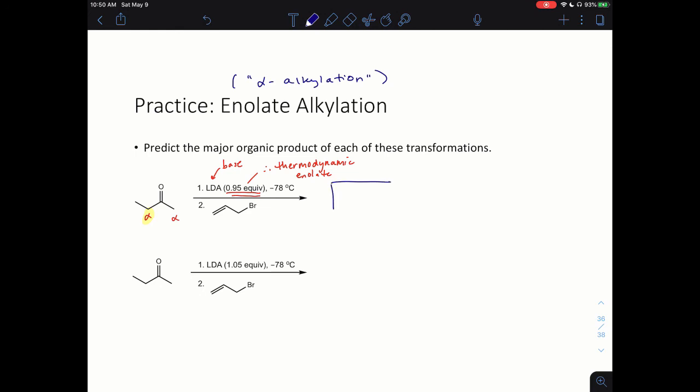So after step one, we're just going to go ahead and draw it out. Usually you would just draw the product of both reactions here. Well, here, we'll do it underneath. So after step one, you would have the thermodynamic, more substituted enolate, the lower energy enolate. And then you treat it with the alkyl halide. So that's going to undergo an SN2 on the alkyl halide.